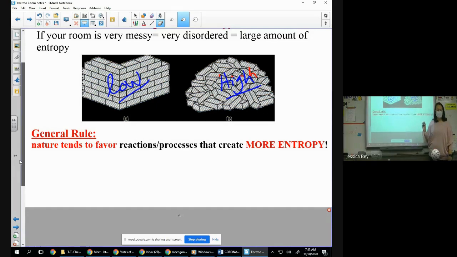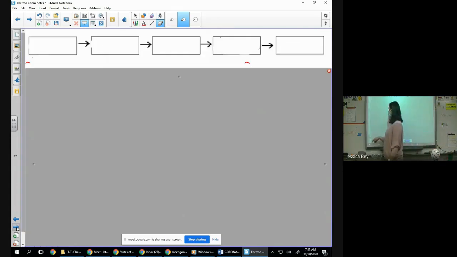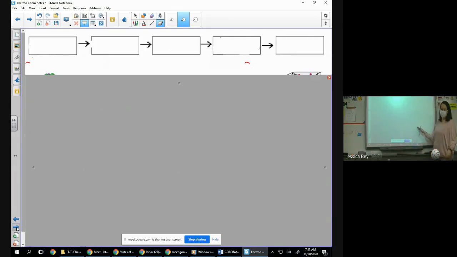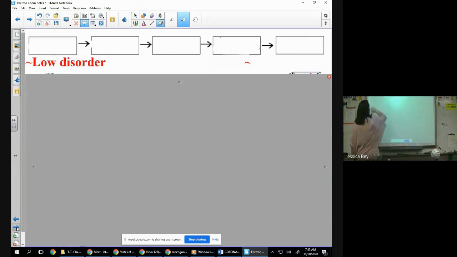Okay, now I kind of skipped some boxes, so we're going to go back and do those. Perfect. Let's fill in those little boxes, shall we? Because that was at the very bottom. So we're going to move on your boxes here. We're going to talk about your low disorder to your high disorder, and we're going to give you the examples of each.